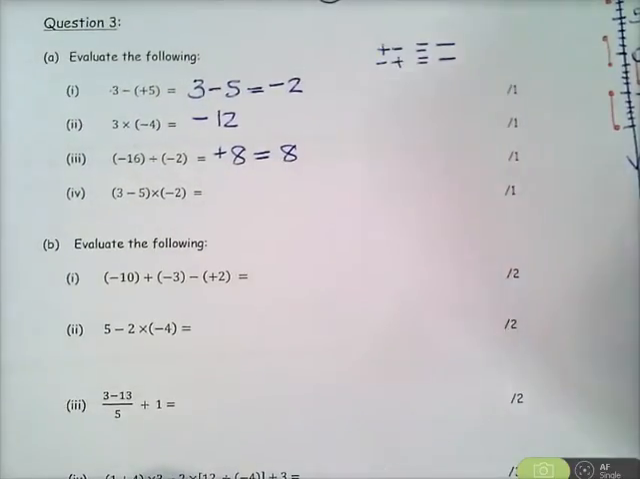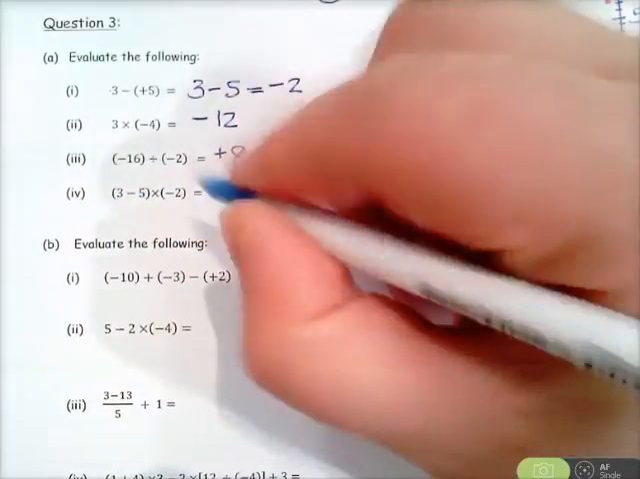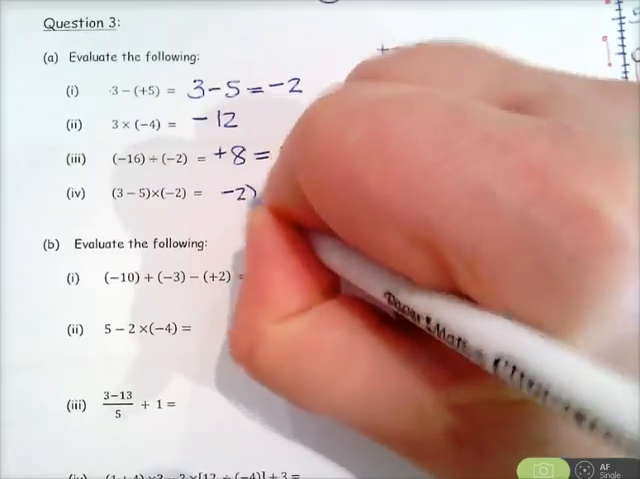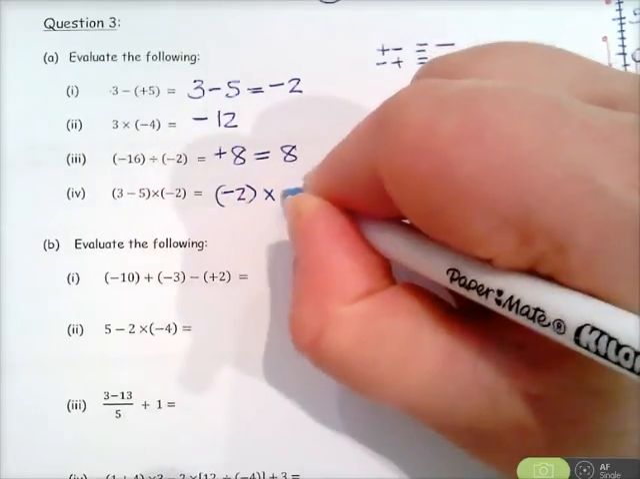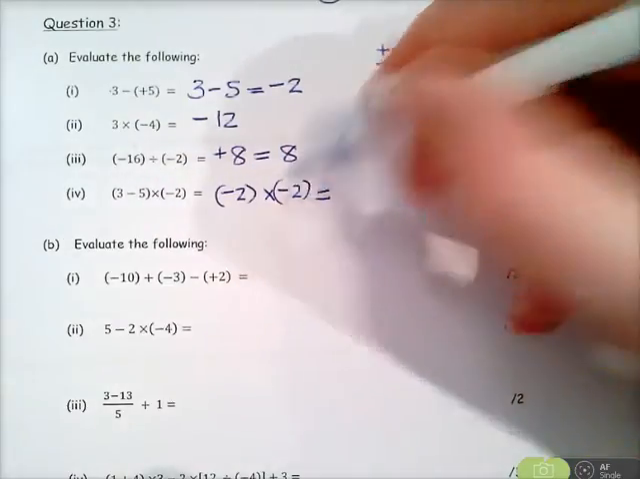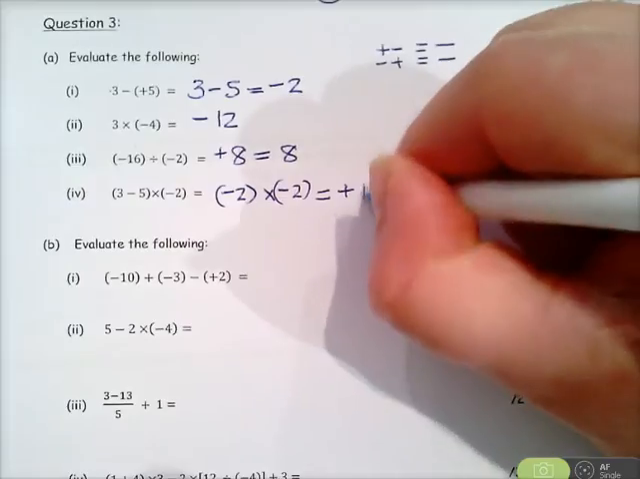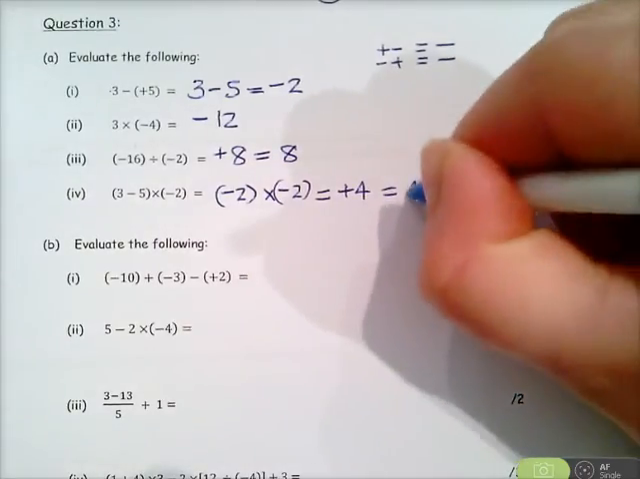And now with our last question, which is an order of operations, 3 take away 5 is -2. And we still need to times it by -2. Now, a negative times a negative is also a positive, and 2 times 2 is 4, so the answer is 4.